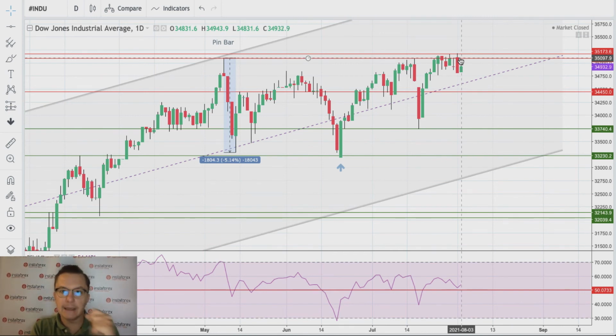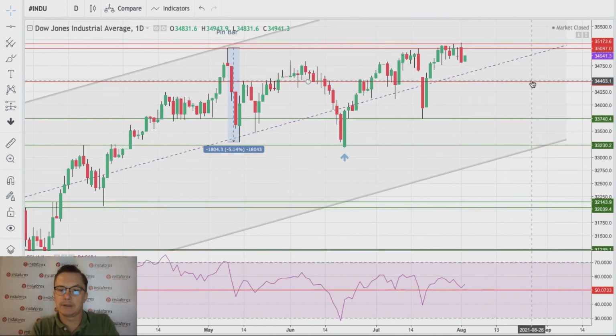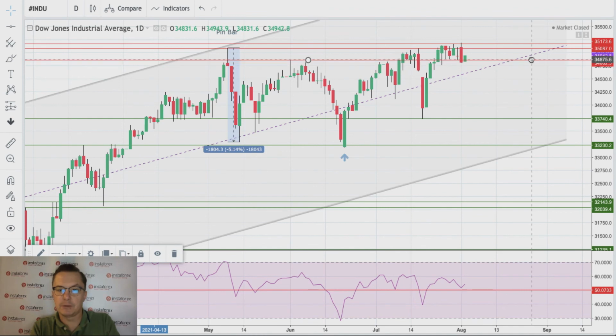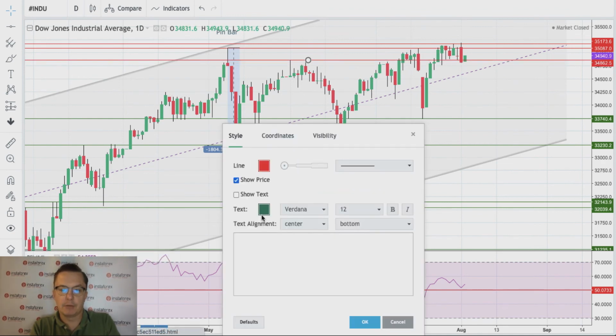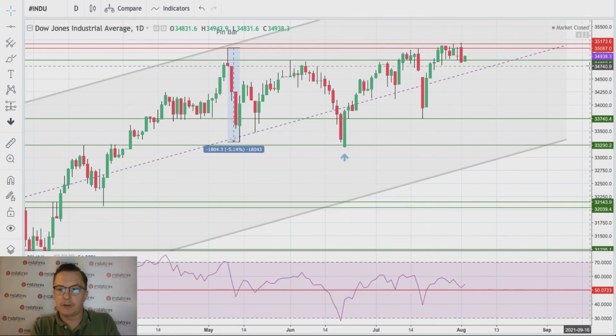Please remember, Friday is the NFP day, non-farm payrolls day. It might be interesting to see how the Dow Jones Industrial Average will be traded during this event. I think we should put this immediate technical support here, which is why it will be, of course, green. The immediate technical support is 34,862. The other supports are 33,740, and the key technical support for the Dow Jones is 33,230.